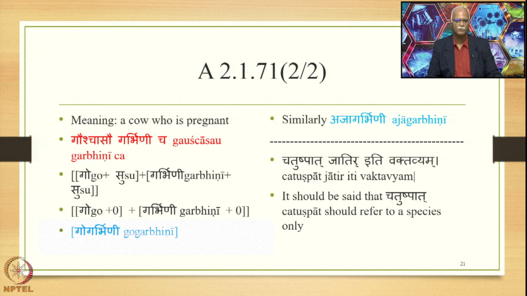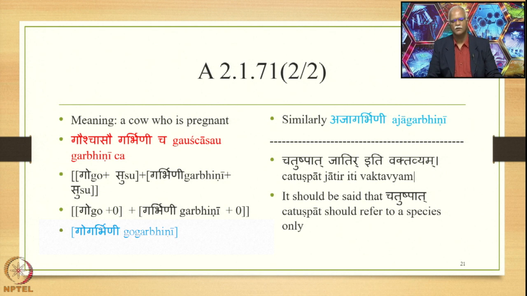So, we have go plus su plus garbhini plus su as the alaukika vigraha. And then, samasa saudhnya happens. Then pratipadika saudhnya takes place. And then, supodhatu pratipadika yoha applies and deletes both the supratyayas. So we have go plus zero plus garbhini plus zero as the output. And then when we join these two words together, we get go garbhini as the compound output. Finally derived compound output, go garbhini, which means the same thing as gauschasau garbhini cha. Similarly, we can also generate aja garbhini and some other compounds of this kind.